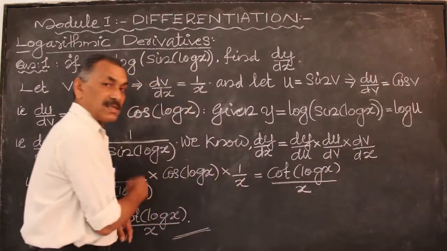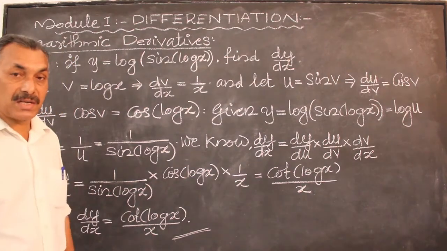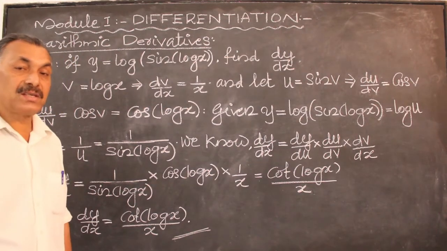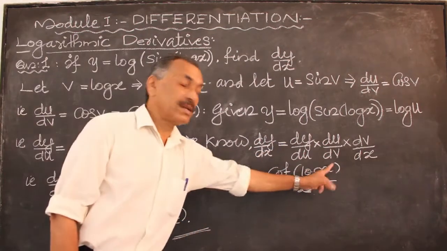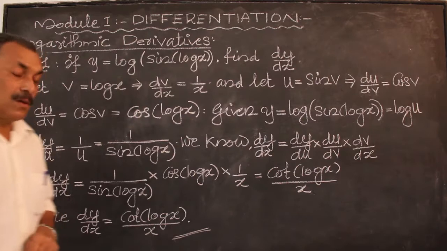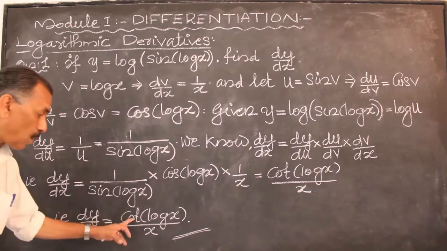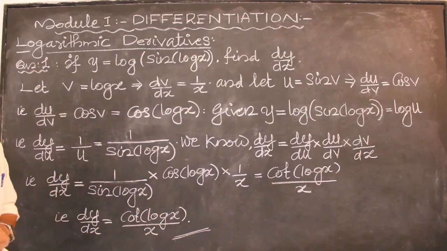Cos x by sin x is equal to cot x, sin x by cos x is equal to tan x. So cos log x by sin log x is cot log x. Therefore dy by dx is equal to cot log x divided by x.